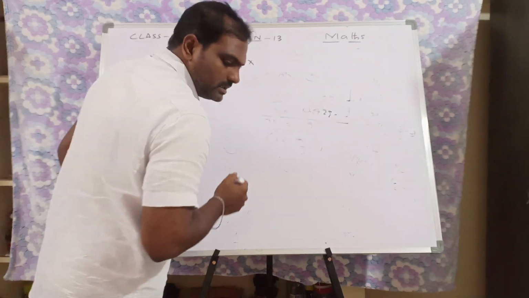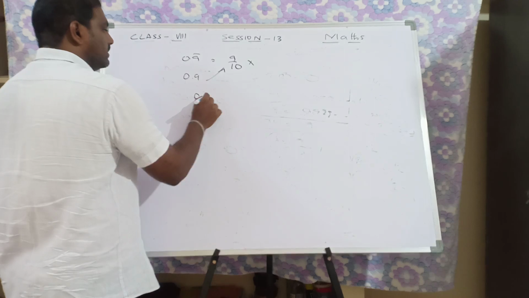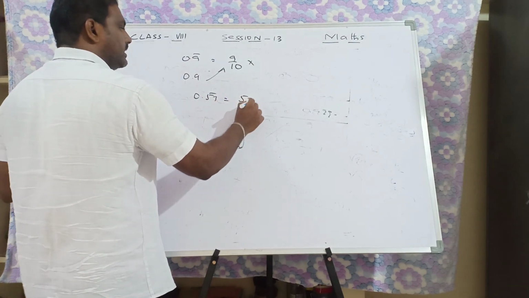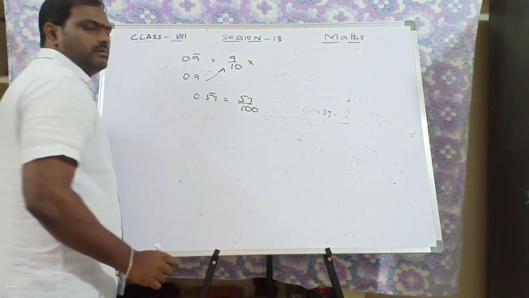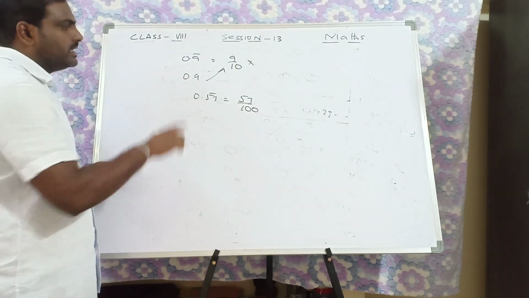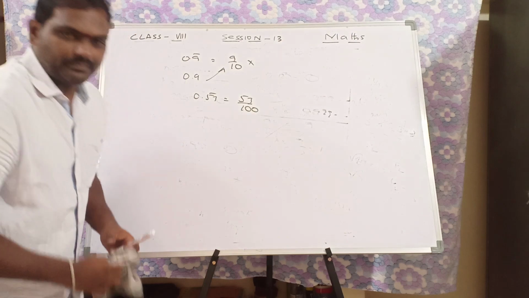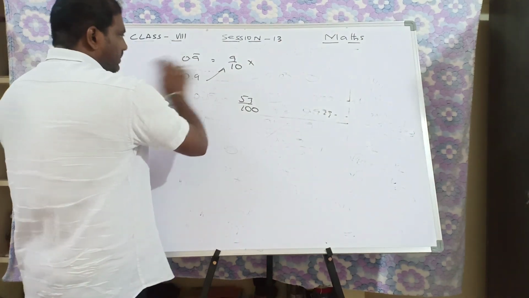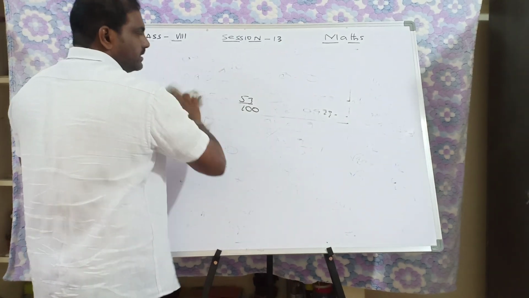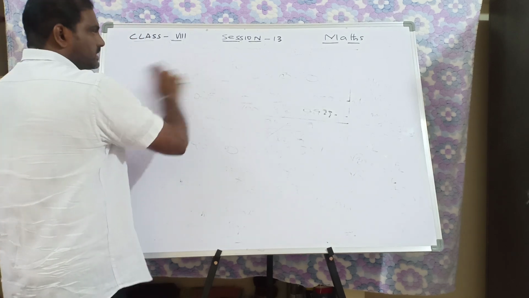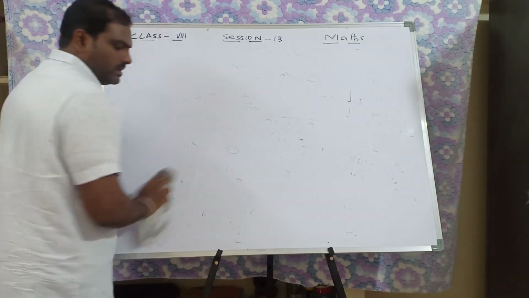And what is the next question? 0.57 bar. They wrote 57 by 100. That is wrong. I am explaining because of the students who wrote like this. I don't want to mention their names; the students who did it know. So check whether the bar is given or not. Okay.